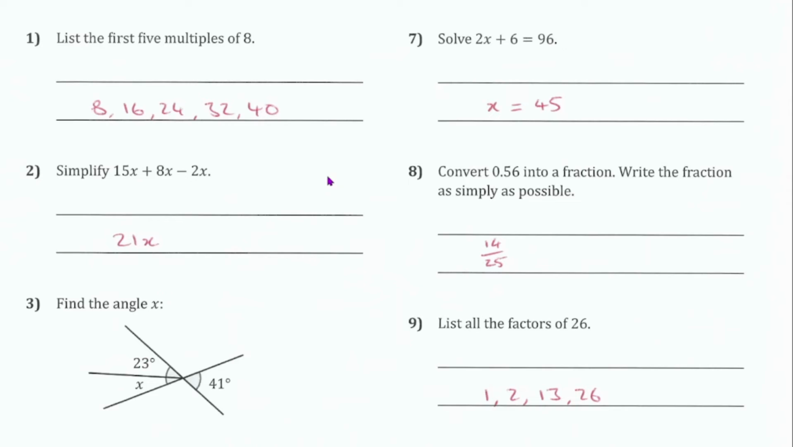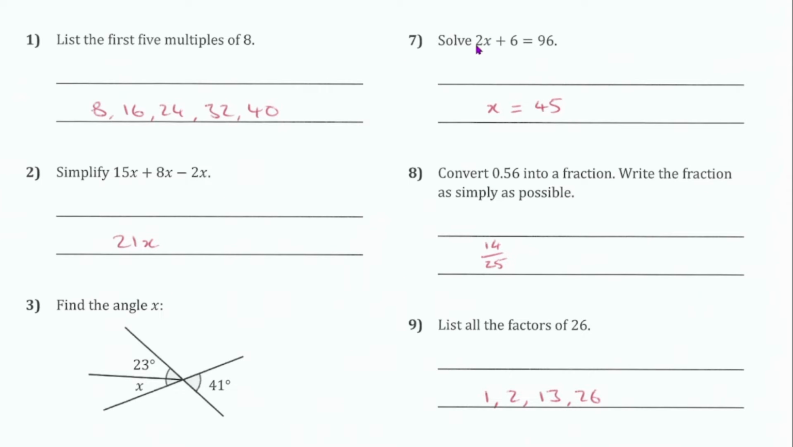Cool. Next question here. We have solve 2x plus 6 equals 96. First thing we might want to do there is group all the numbers on the same side. If we take 6 off both sides are still equal, so we end up with 2x is equal to 90. At that point, we know 2 lots of some number is equal to 90, so if we divide both sides by 2, we find that x is going to equal half of 90, which is 45.